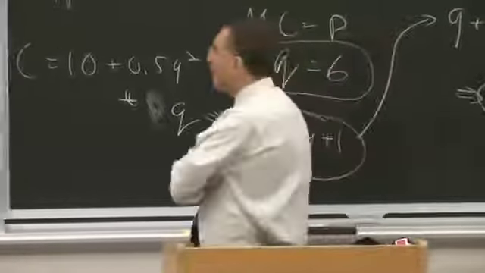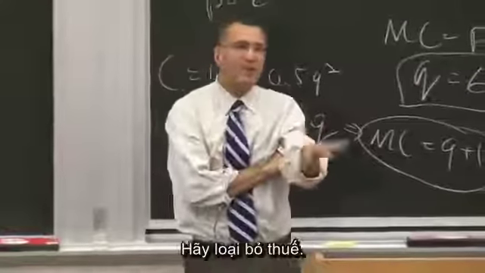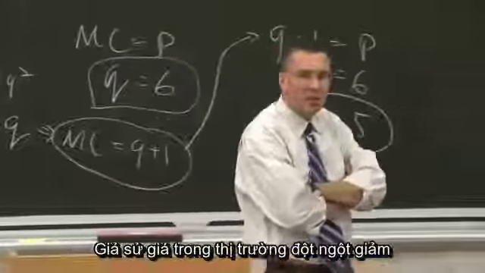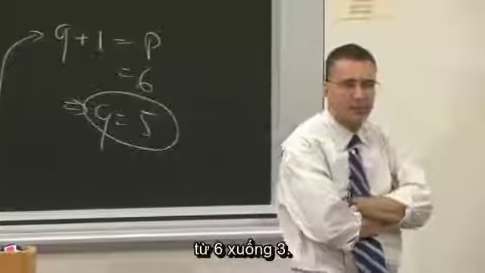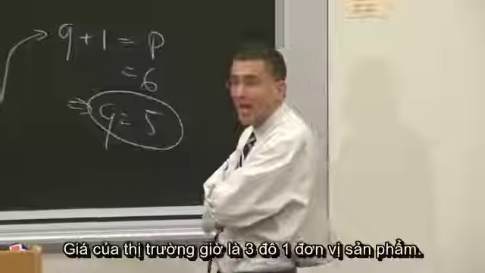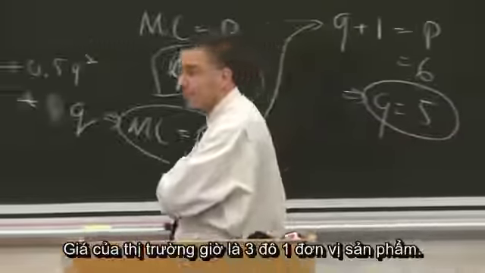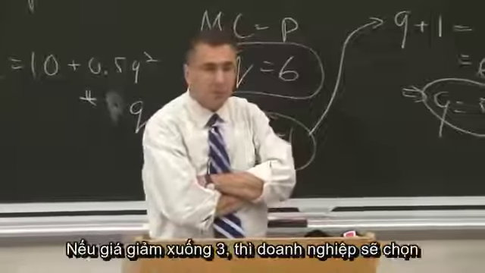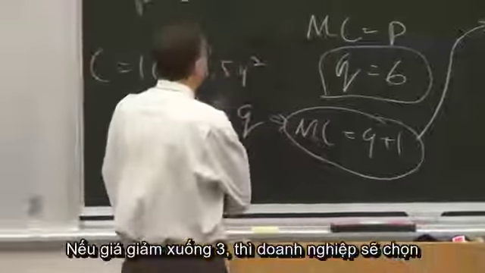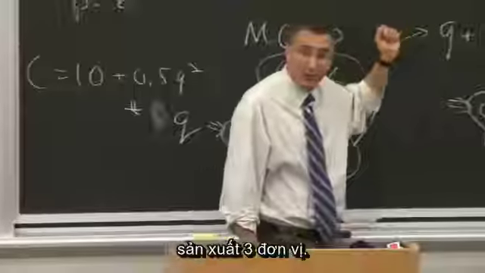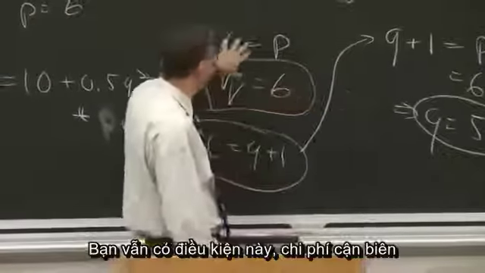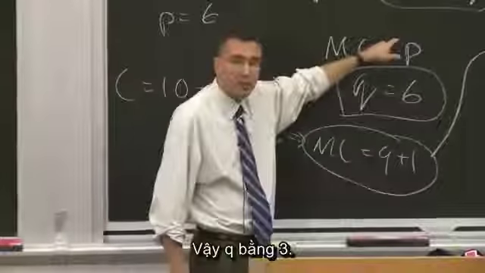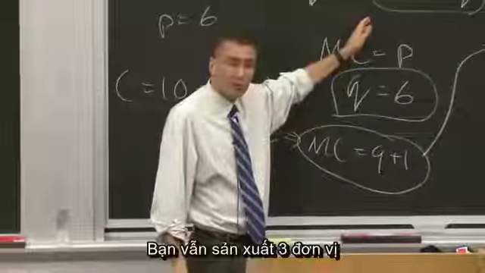Okay? So for example, imagine the price in this market. Let's get rid of the tax. Let's go back to the marginal cost without the tax. Imagine the price in this market suddenly fell from 6 to 3. The price in the market is now $3 per unit you sell. Okay? Well, what would the firm's profits be? Well, if the price fell to 3, the firm would choose to produce 3 units. Right? It would still have this condition. Marginal cost equals price. Price is 3. Marginal cost is Q, so Q is 3. Still produce 3 units.